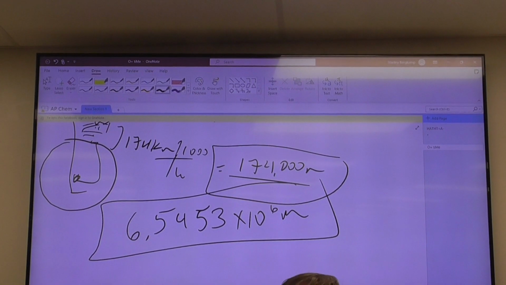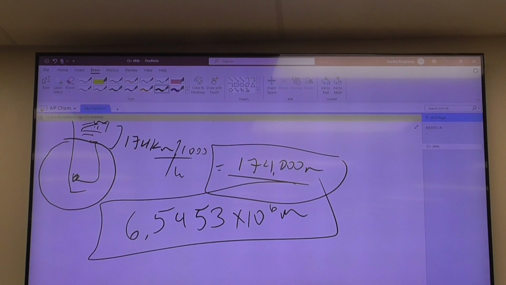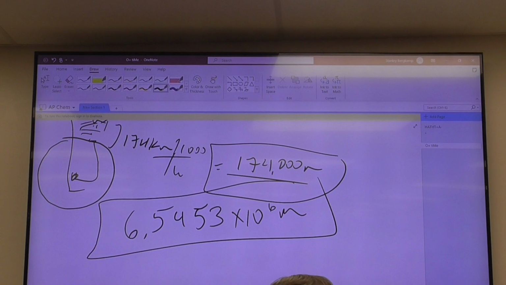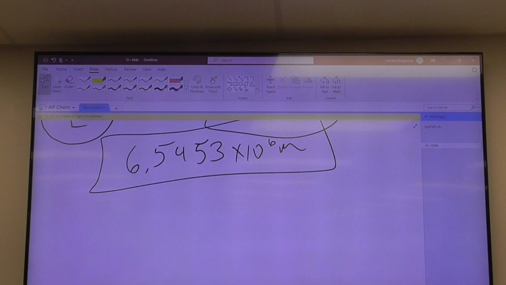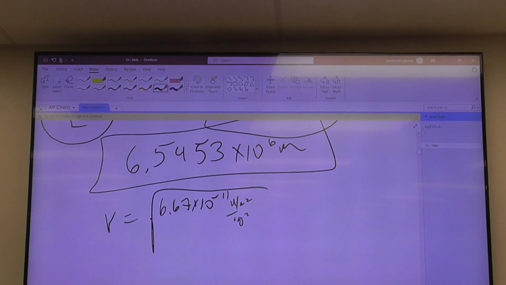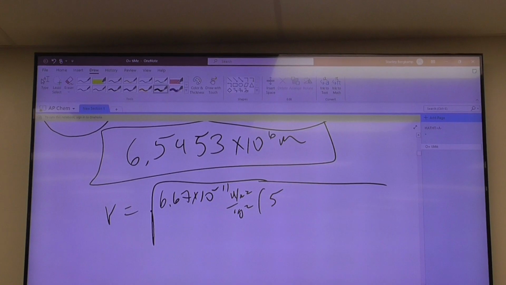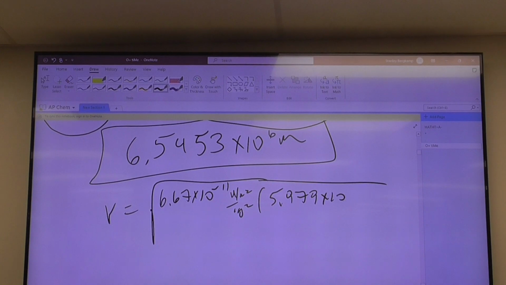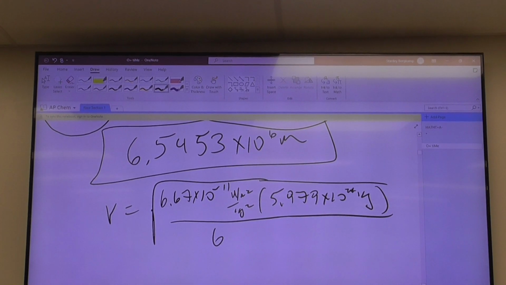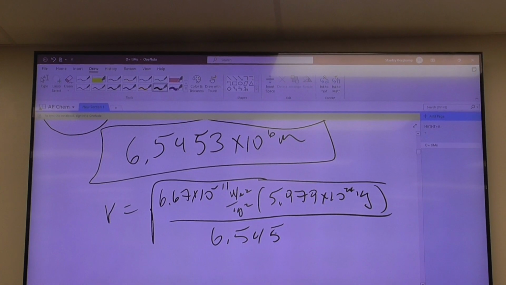Okay, so at this point, I want to calculate the velocity of Luke, but do not touch a calculator. Do not touch your calculators for now, okay? We'll deal with this later. So I've got velocity is going to equal big G, 6.67 times 10 to the minus 11th newton meters squared over kilograms squared, times the mass of the Earth, 5.979 times 10 to the 24th kilograms, divided by the radius of 6.5453.